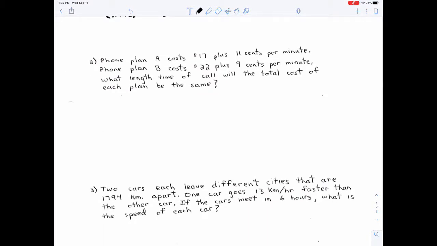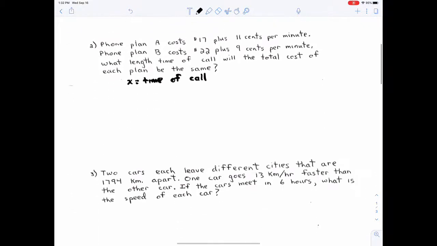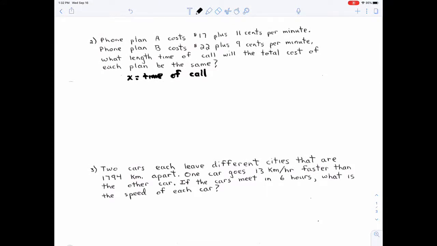Okay, what's the total cost of each? What's the length of time of call? So x is going to be the time of call. Now remember, you always want to figure out what this thing is about. Like the first problem was about boys and girls. What's this about? It's not about money. It's not about time. It's about plan A and plan B.